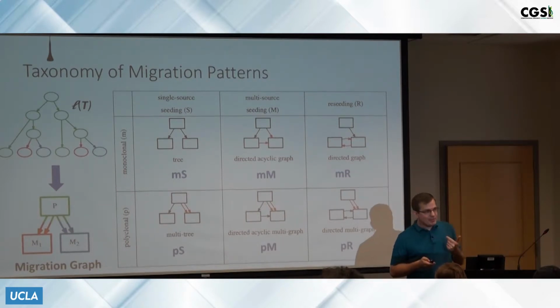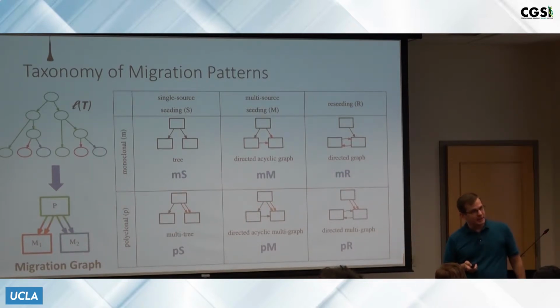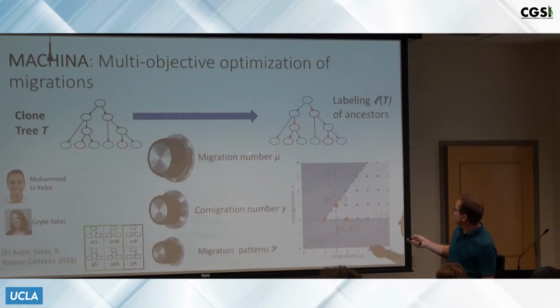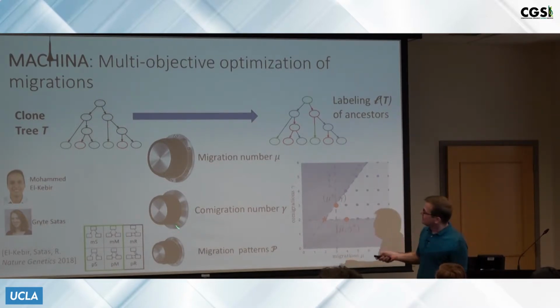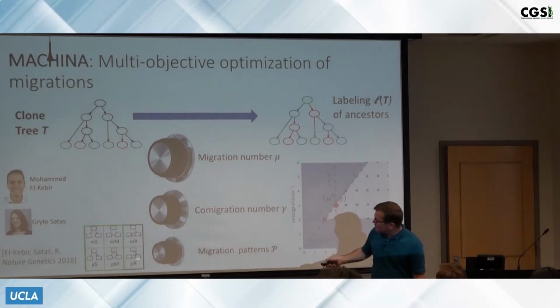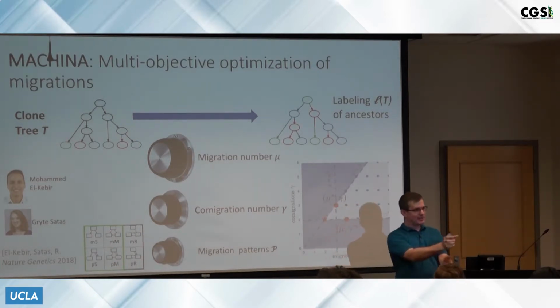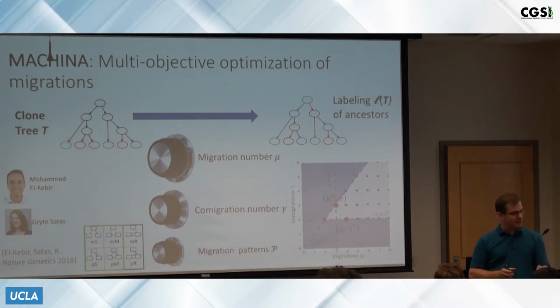Okay? And now we've got 3 criteria we can use to start examining migration patterns. We can count migrations, migration number. We can count these co-migrations, or we can count for different patterns. And these are 3 different knobs that we can tune. We could try to minimize migrations without worrying about these other criteria.